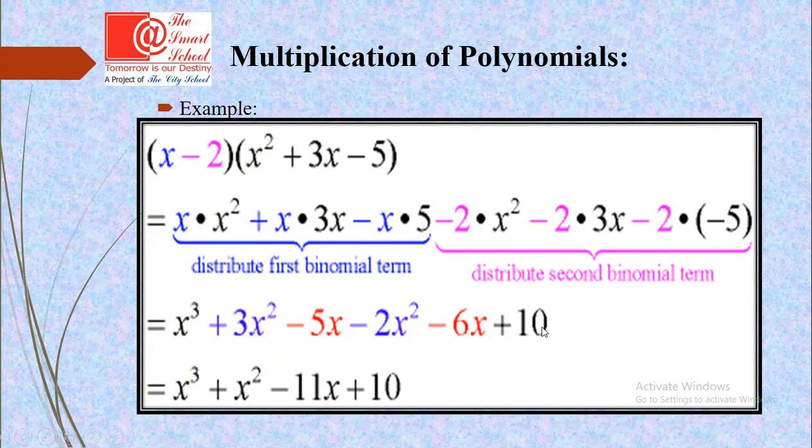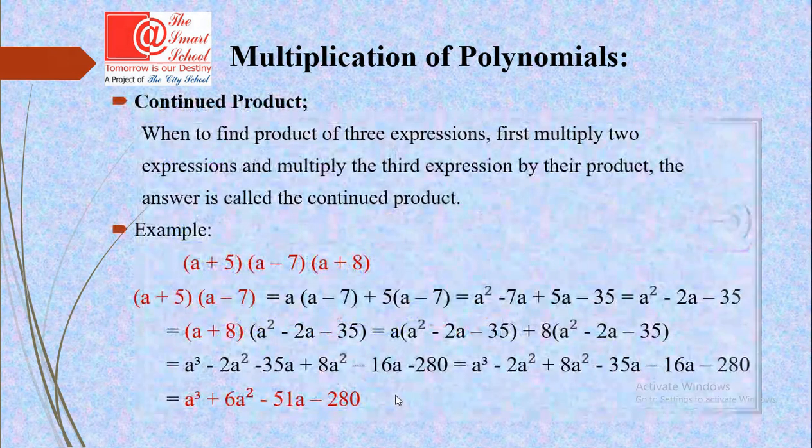Now it's better to arrange like terms together. Then the answer will come x cube plus x square minus 11x plus 10. I hope you understand this. It's not very difficult for you.